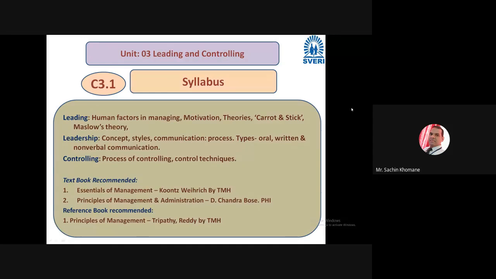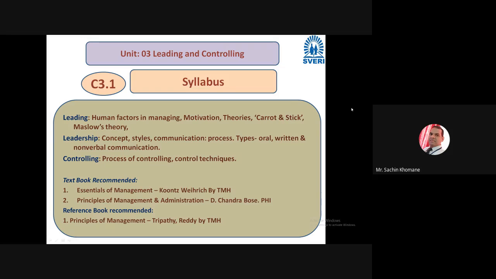Then the communication part we have to learn, like what are the communication processes, then types of communication like oral communication, written communication, non-verbal communication, right? All of you know these types of communication. So we have to see in detail the meaning and importance of oral, written, and non-verbal communication, and why it is important in industries.